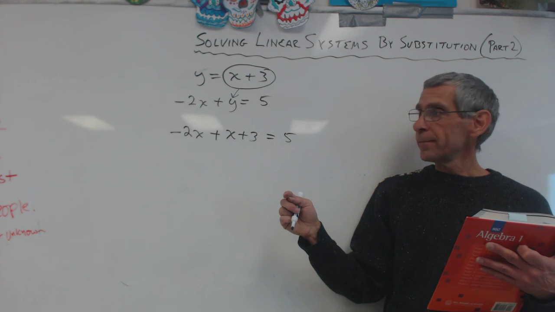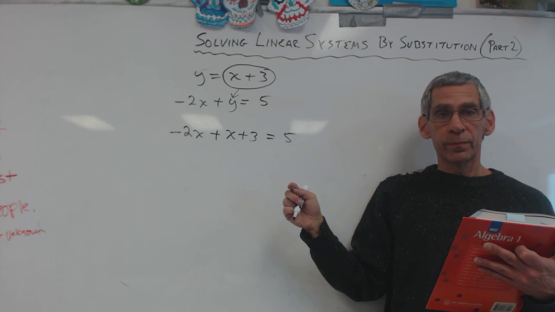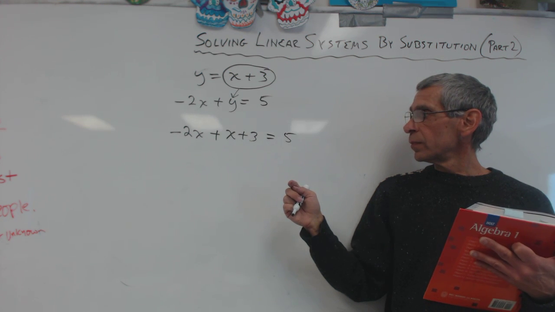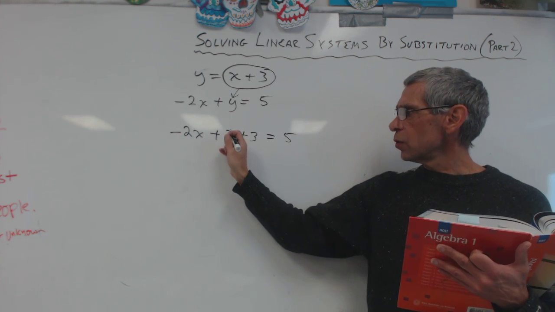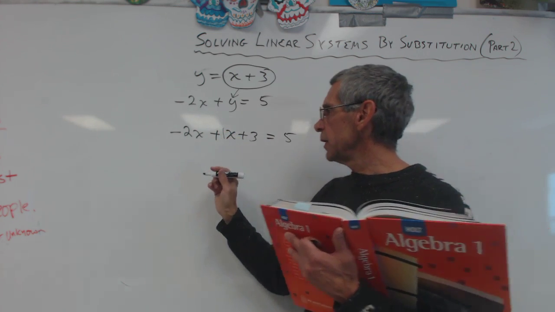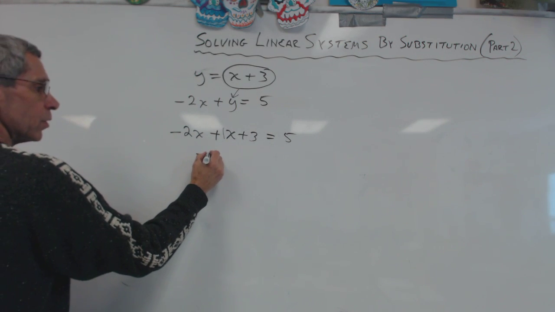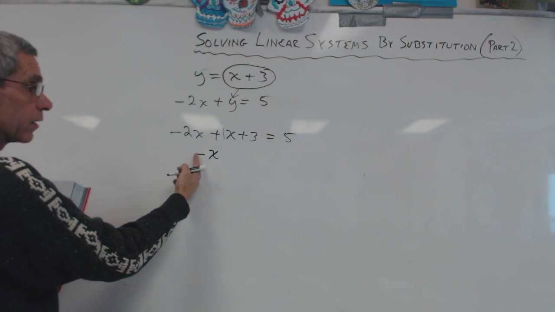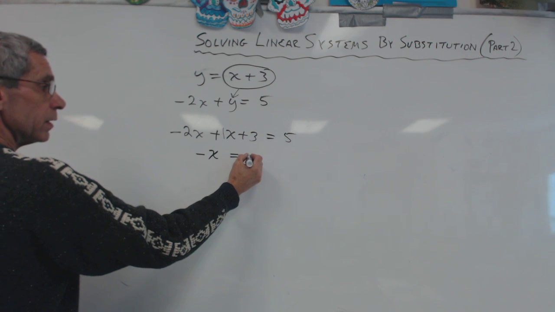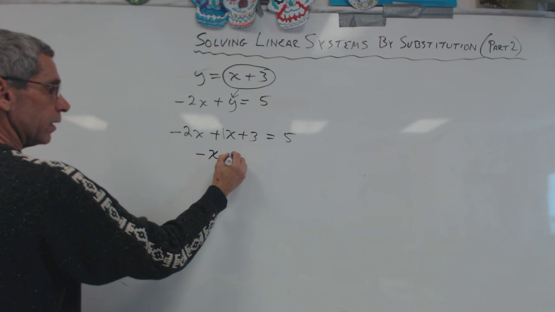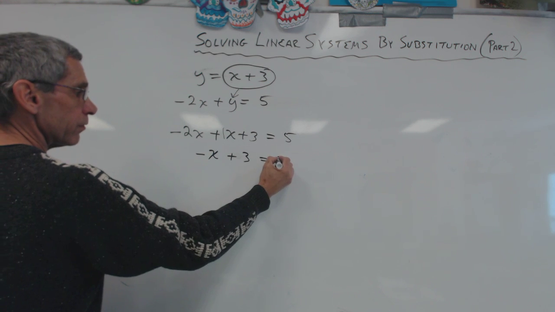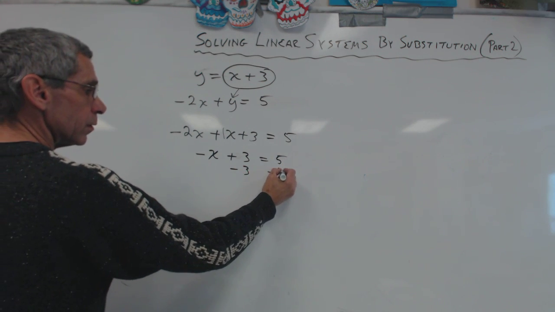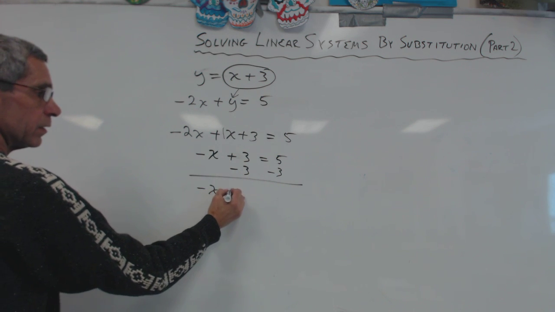Would you add negative 2x plus x? Well, this is a 1, so yes, negative 1x, or negative x. Personally, I would just do the negative x, but either way is fine. So negative x plus 3 equals 5. Now what would I do? Minus 3. So I have negative x is equal to 2.